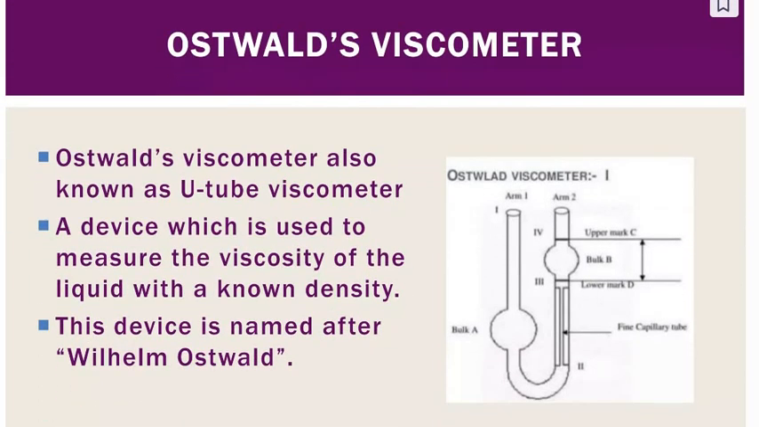This is the Ostwald viscometer. Ostwald viscometer, also known as U-tube viscometer, is a device used to measure the viscosity of a liquid with a known density. This device is named after Wilhelm Ostwald. You can see here the labeling, upper and lower, this is your capillary, this is the another opening of bulb A, and here is the bulb B.